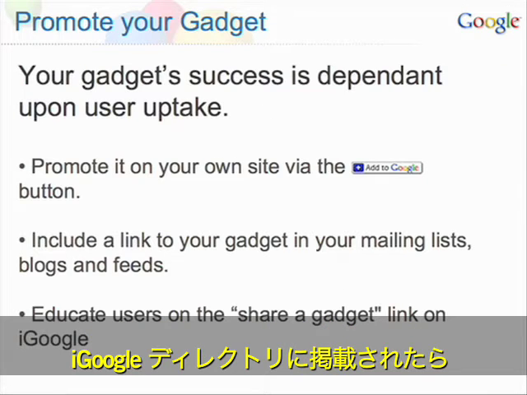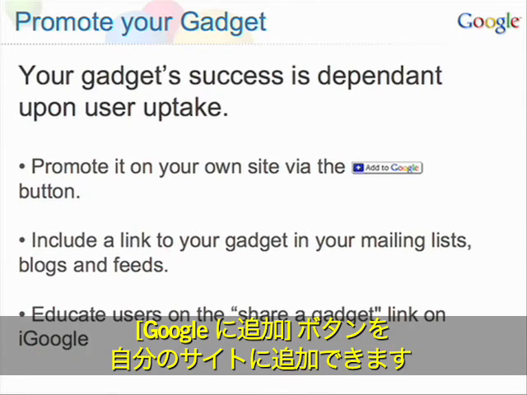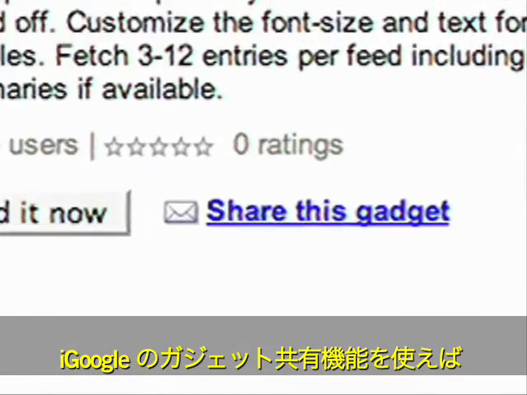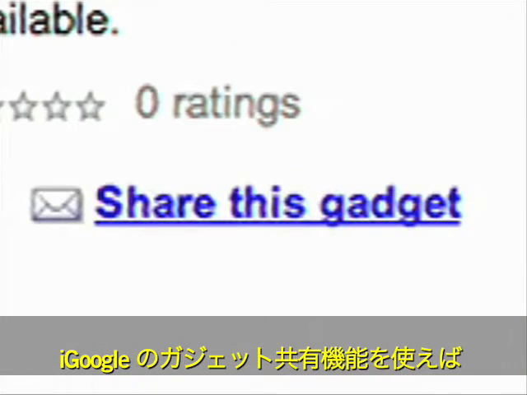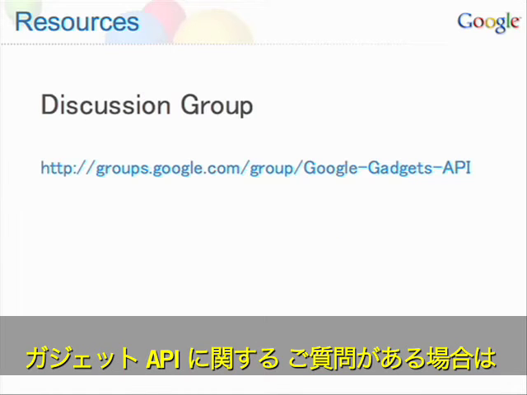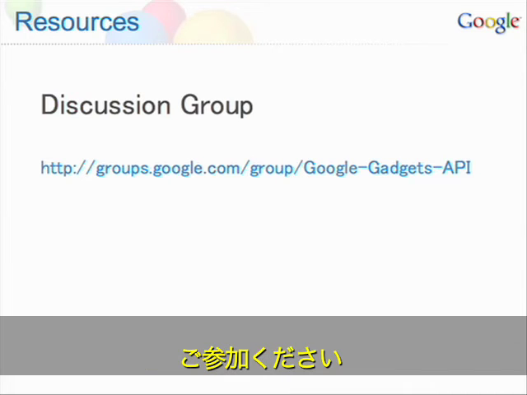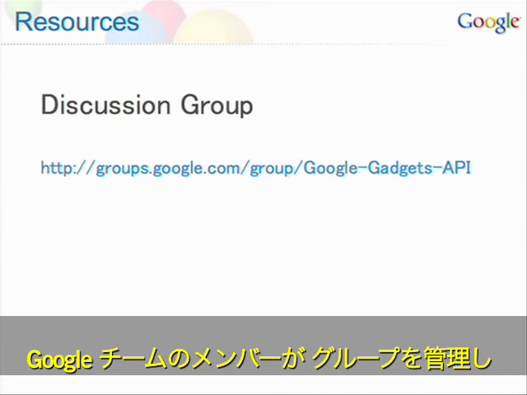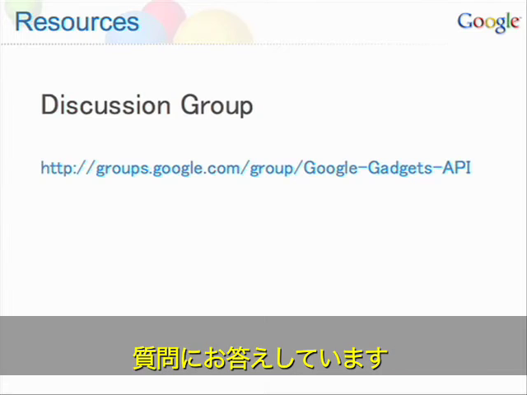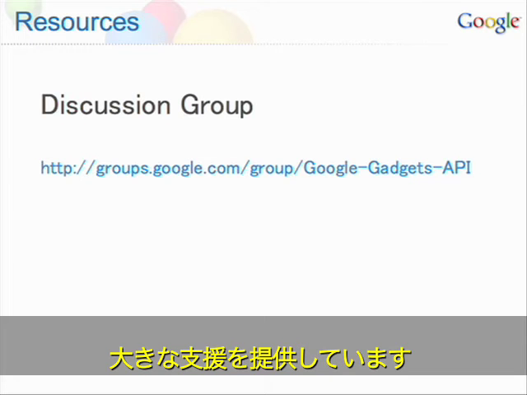Once it's listed on the iGoogle directory, get to work on promoting your gadget. On your own website, you can add the Add to Google button. There's also a Share a Gadget feature on iGoogle, which lets you send it to your friends. If you have questions about the Gadgets API, there's a public discussion group that we encourage you to become involved in. Members on my team moderate this group and answer questions as they come up. There are more than 3,500 members in this group, and it's a great resource.